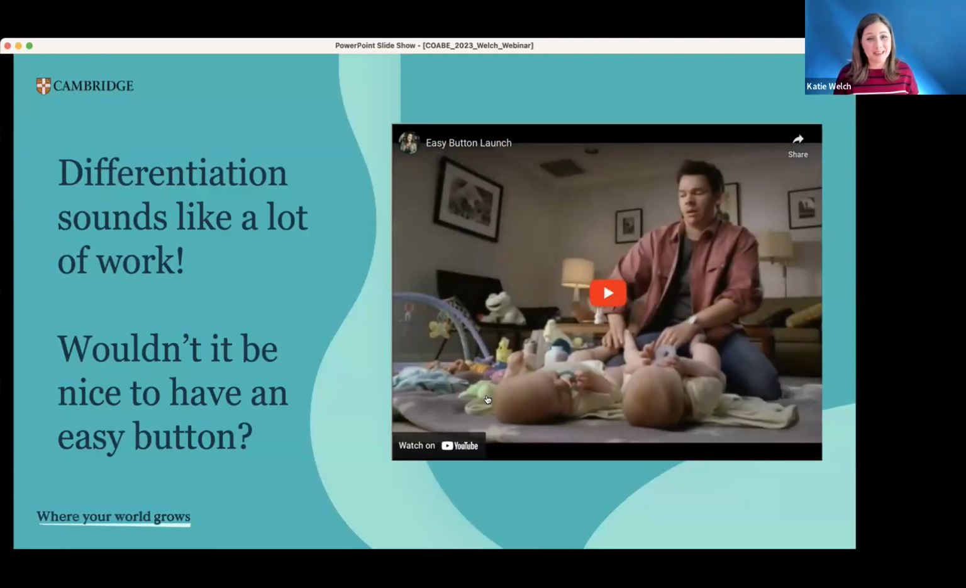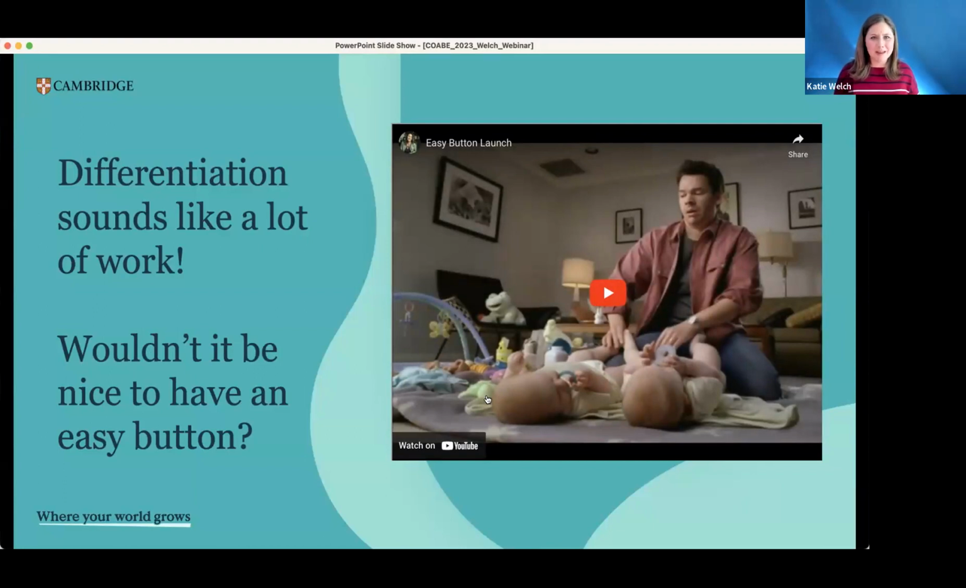And so you might be thinking at this point, wow, that sounds like a lot of work, because it is. Differentiated classrooms are very difficult to implement. And in fact, it's better if we start kind of small and slow because it is that challenging.